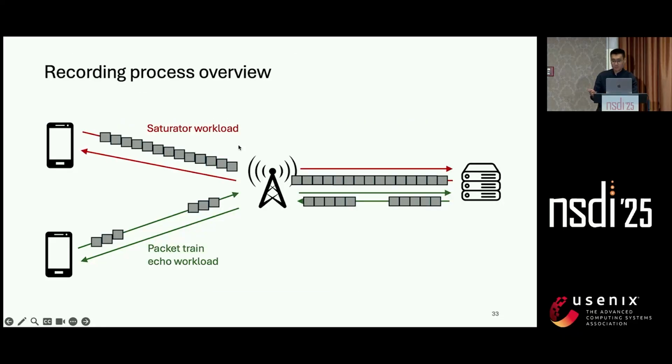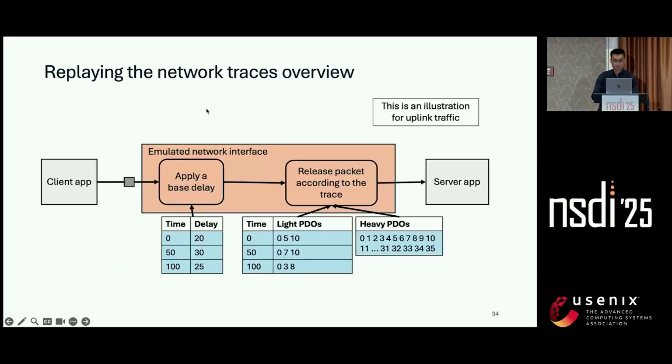To record the traces, we use two phones to run saturator and packet train echo workloads simultaneously. The packet train echo will record the base packet RTT and the light PDO trace. The saturator will record the heavy PDO, similar to Mahi-Mahi.